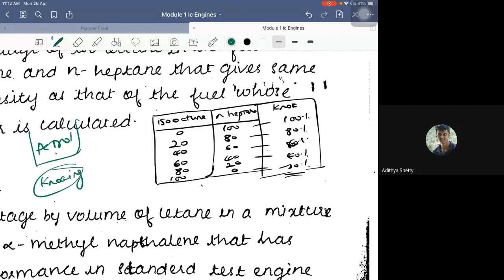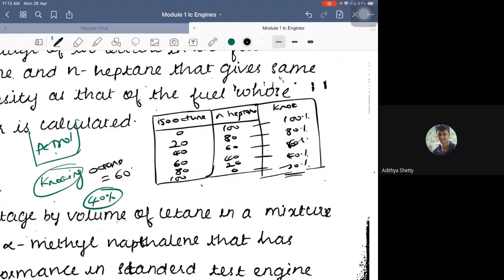Now, if the knocking intensity I got is 40%, I will go back to here. Knocking intensity is 40%, so the percentage of isooctane is 60. Therefore, the octane number of this particular petrol is 60.